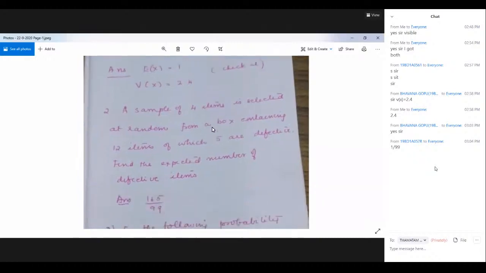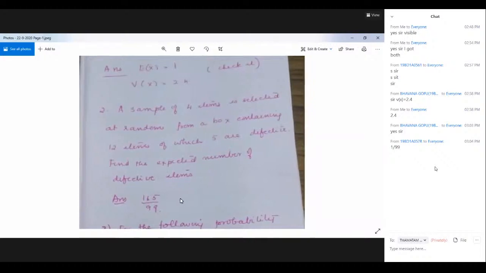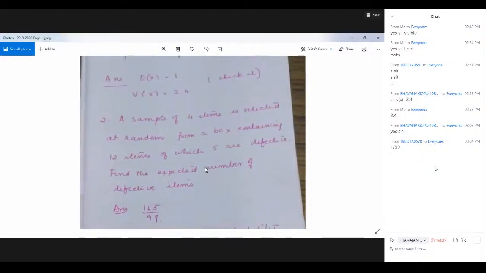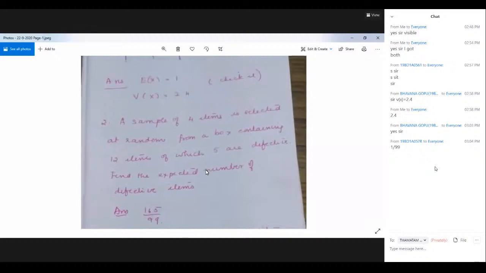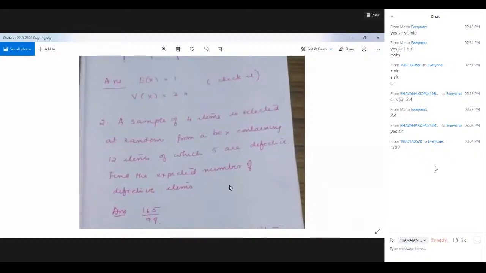57R, you got 1 by 99. The answer may be right or wrong, I don't know. Bhavana, which one is right, 1 by 99 or 165 by 99? 1.65. Okay, 57R, once you check.